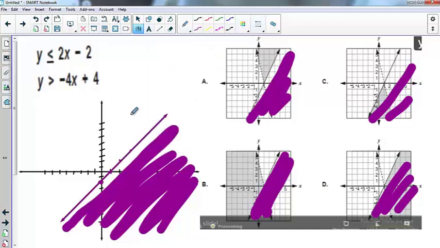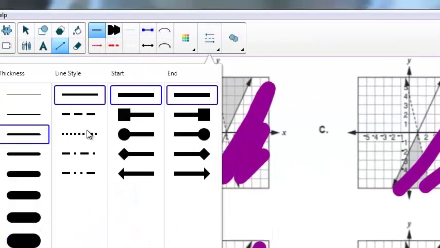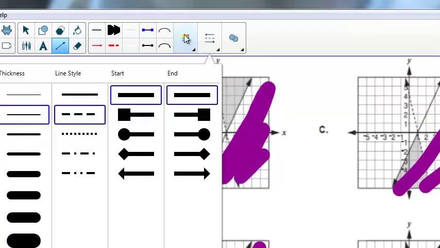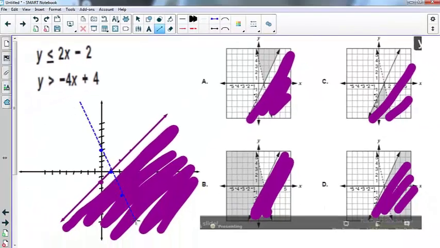Whenever I start with this, where am I going to start graphing? Positive 4. 1, 2, 3, 4, right here. And from there, where am I going to go? Down 4, right 1. Down 4, which would be about here, right 1. So about this. Whenever I draw my line through that one, it needs to be a dotted line, and it needs to be blue. So it's going to be about like this.